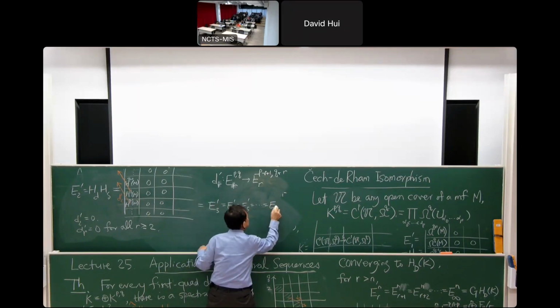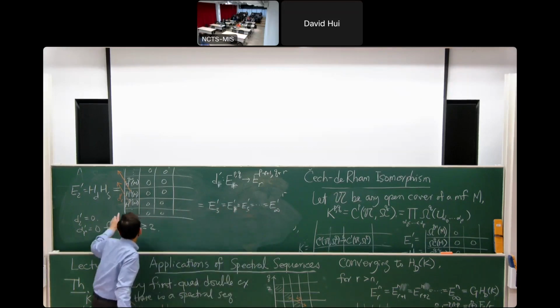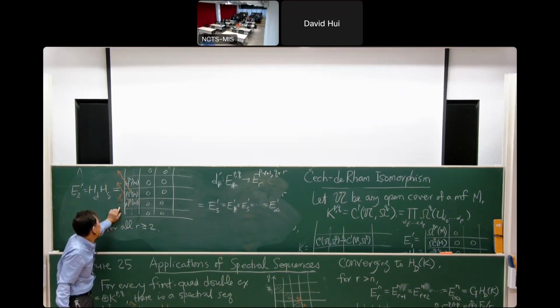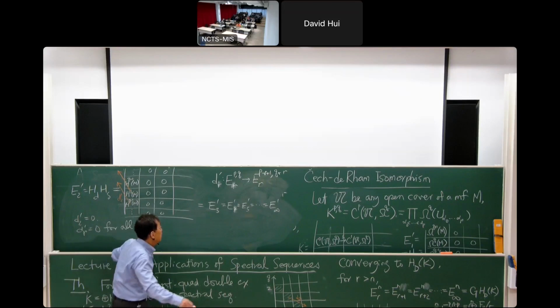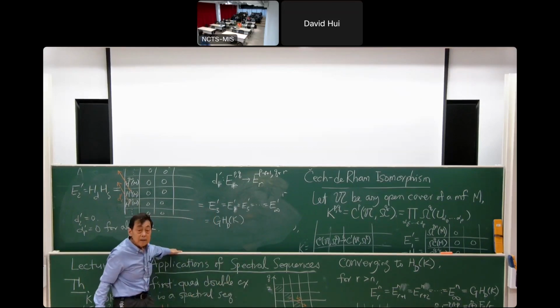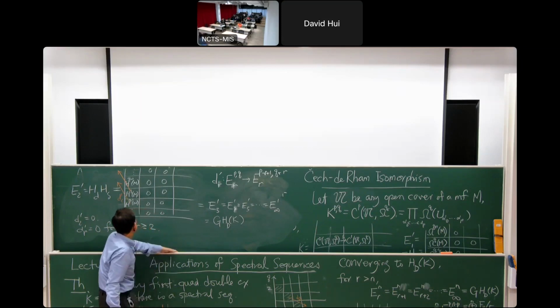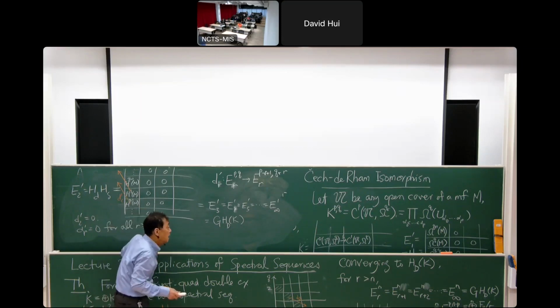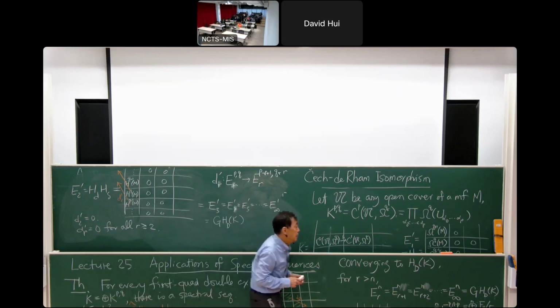Okay, so this is your E infinity prime. And E infinity prime is supposed to be the associated graded complex of the total cohomology of K. Okay, so now if you look at a given degree, let's say you look at degree K, let's see what the filtration is.